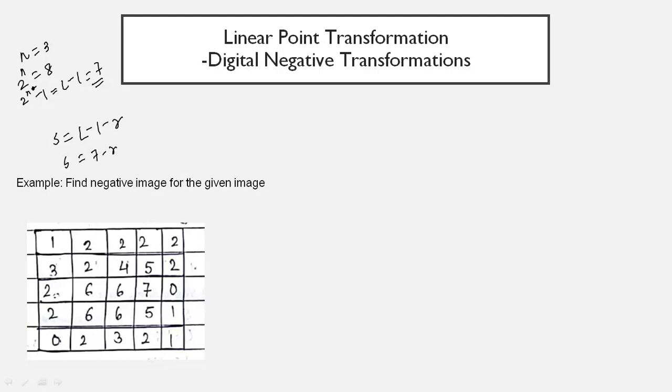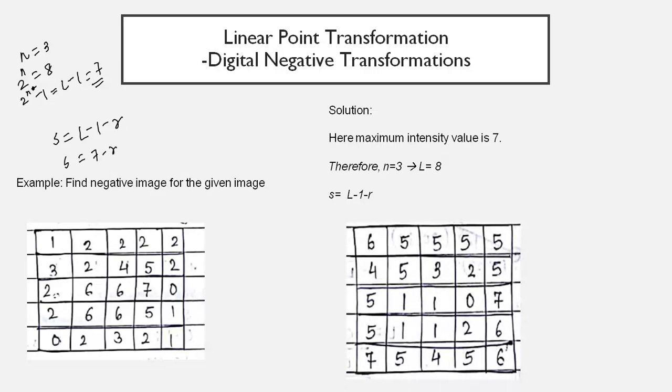Now let us map the values. If you make a table of R and S here, if the intensity R is equal to 0, S would be equal to 7 minus 0, which is equal to 7. If R is 1, S would be 6. If R is 2, S would be 5, and so on. If R is equal to 7, S would be equal to 0. By mapping these values of R to S, you will get the corresponding digital negative.